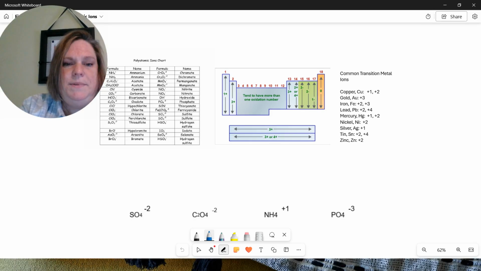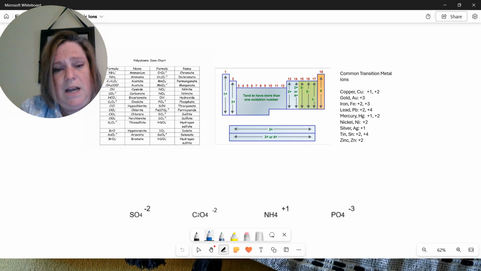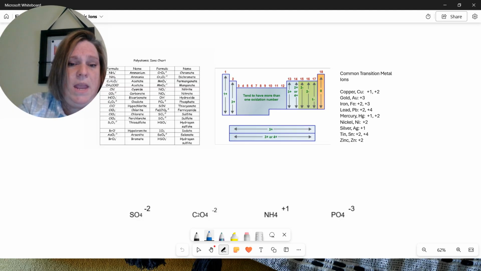Hi, Chem Peeps. We are going to determine oxidation numbers of elements found inside polyatomic ions today. This is done a little bit differently than cross-up, which we do with neutral compounds, because polyatomic ions have an overall charge, so we have to do it a little bit differently.